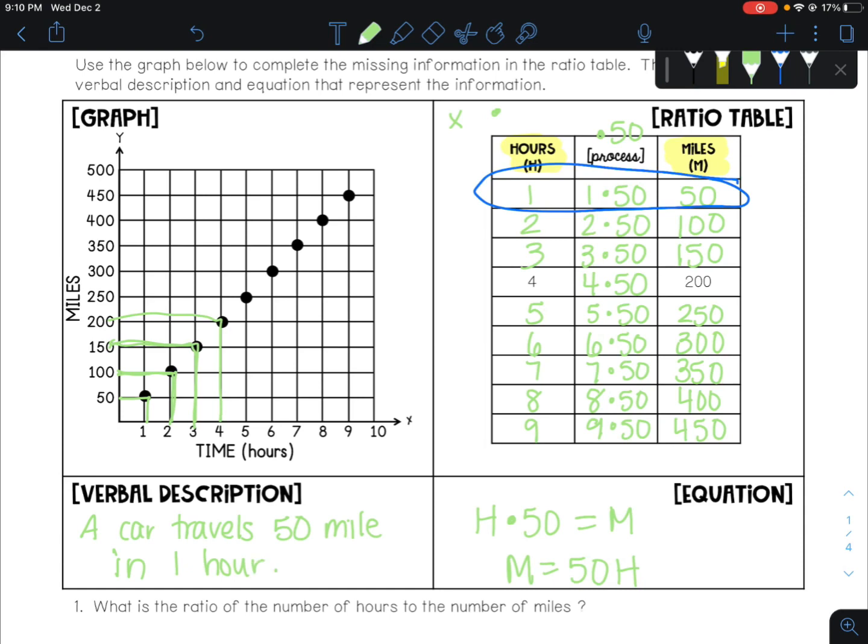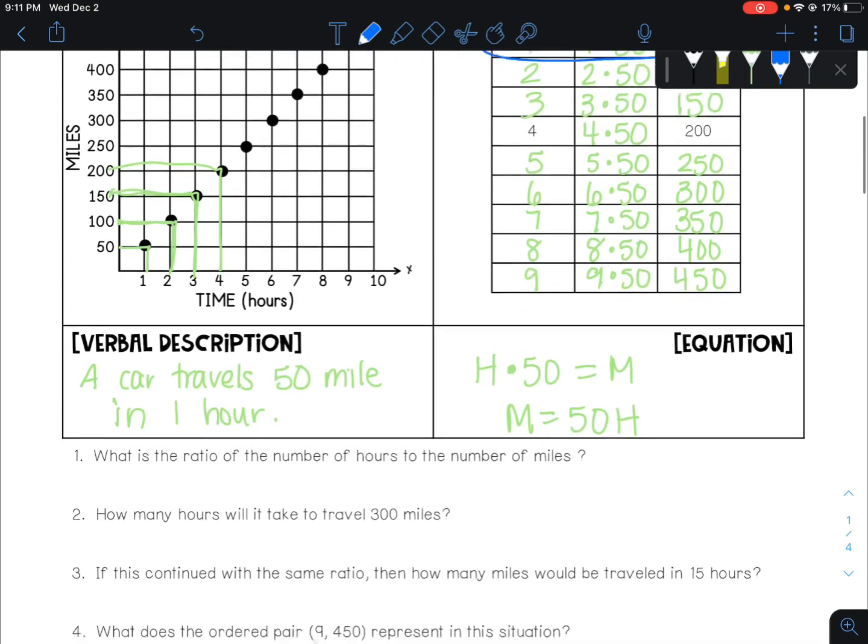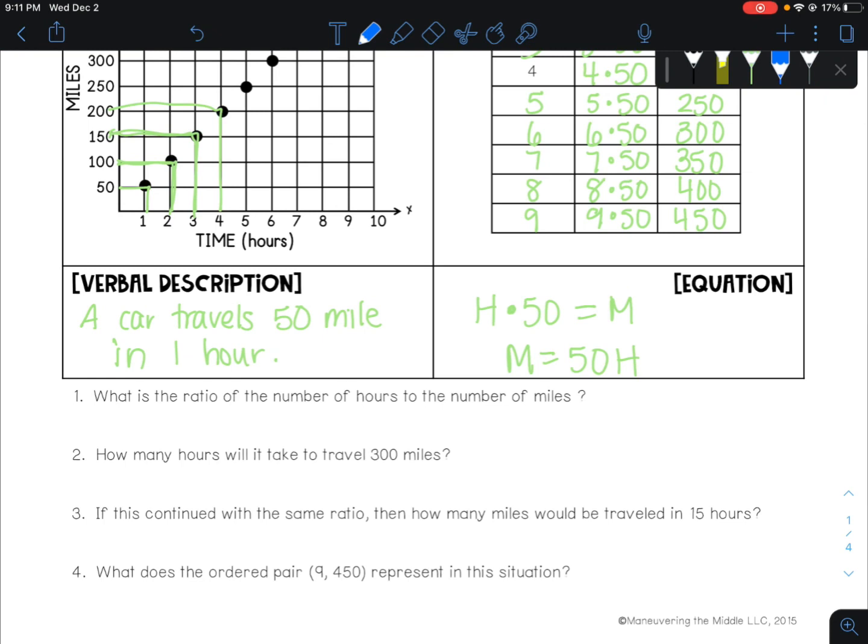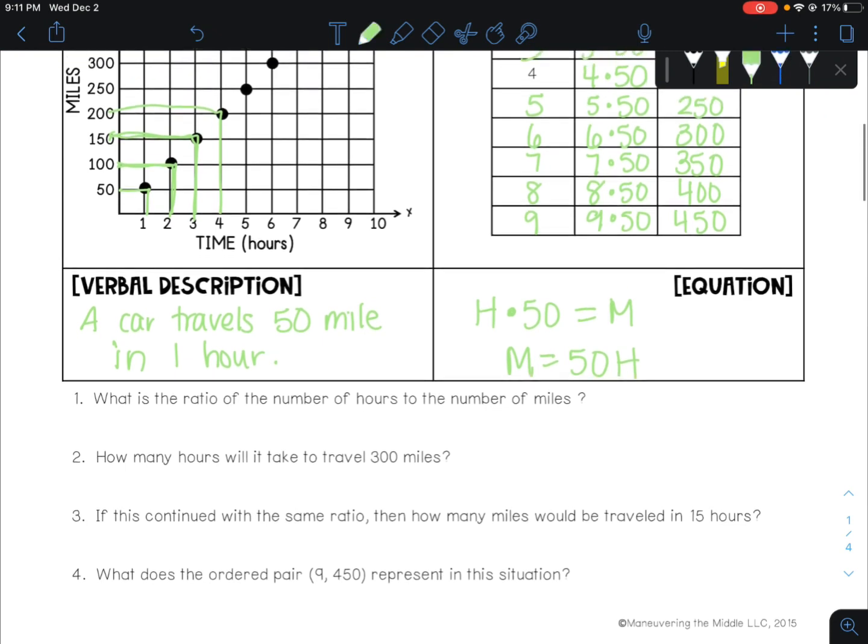Or if you wanted, you could say every hour, or you could fill in any other entry on the table. You could have said 200 miles in 4 hours if you wanted to. Doesn't matter. I'm just using the first one because we chatted in the last lesson about how the number 1 is super important for ratios.